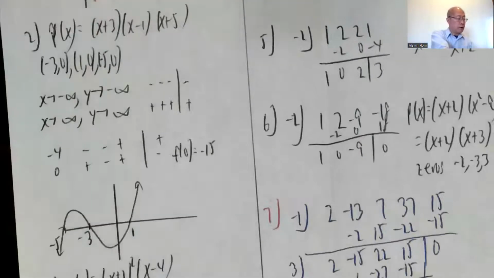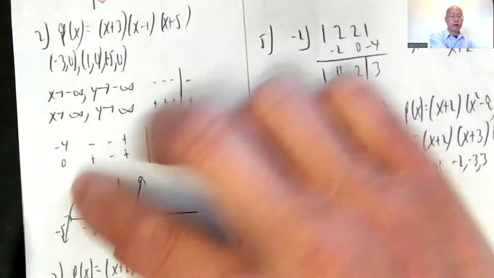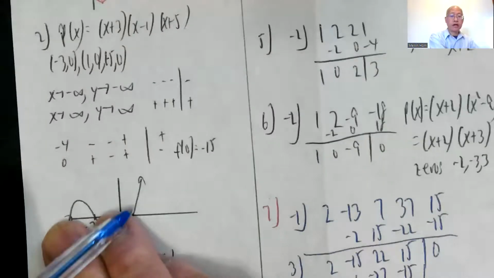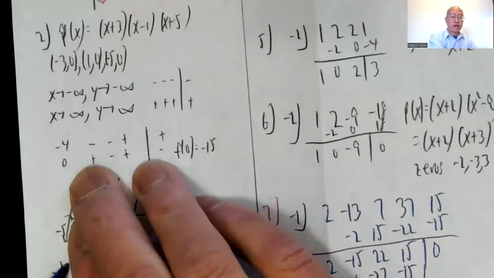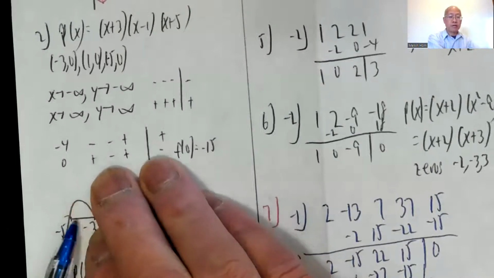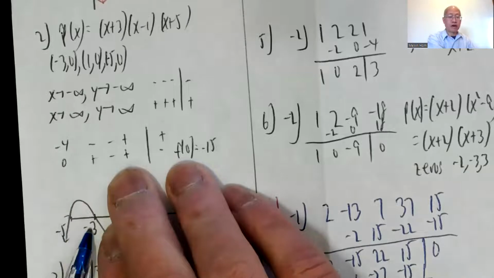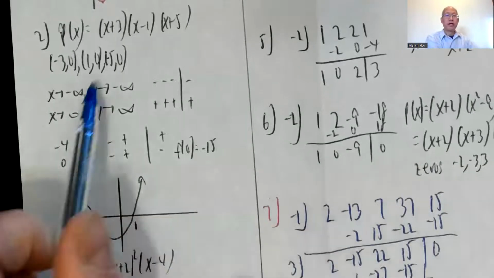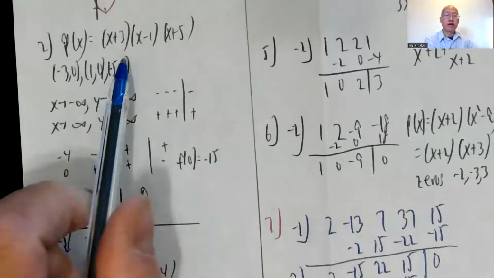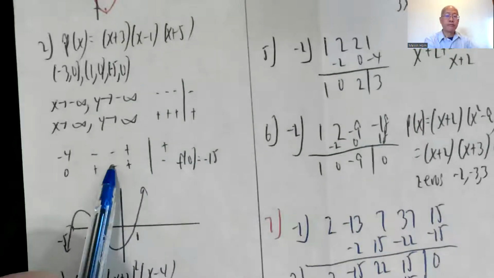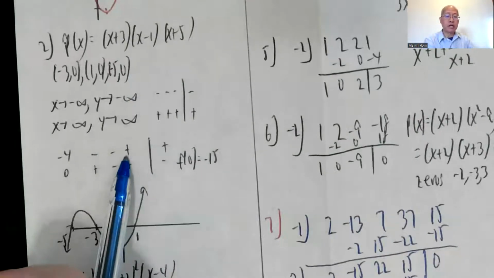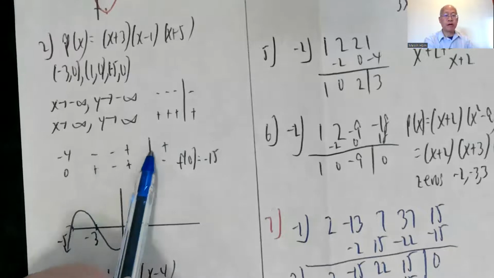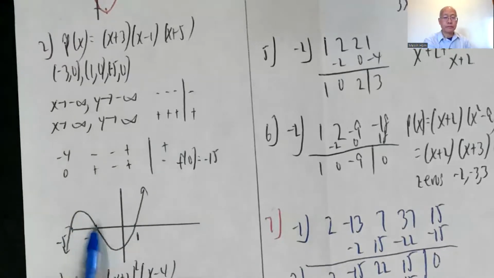So right now I have a point here, a point here, a point here, and it goes to infinity on this side, negative infinity on this side. Then I pick a number in between. So between negative 5 and negative 3, I pick negative 4. Negative 4 plus 3 is a negative. Negative 4 minus 1 is a negative. Negative 4 plus 5 is a positive. Negative times positive is positive.